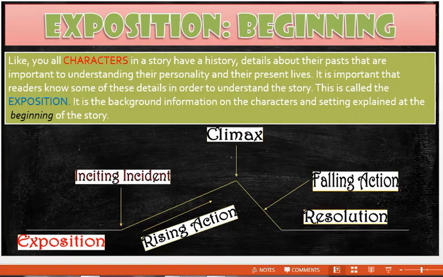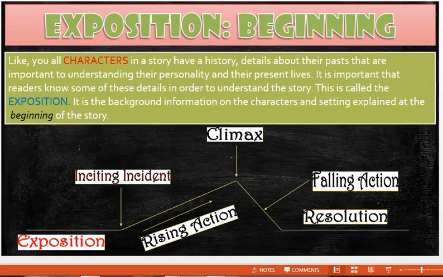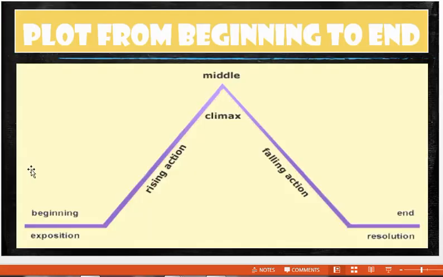So, the exposition is the beginning of a story. Characters in a story have history, details about their pasts, and present lives. And it's important that readers know some of these details in order to understand the story. This is called the exposition. It is the background information where the setting is explained and the characters are explained.